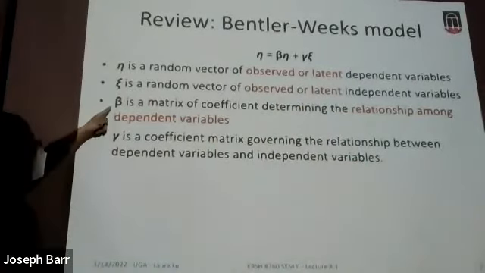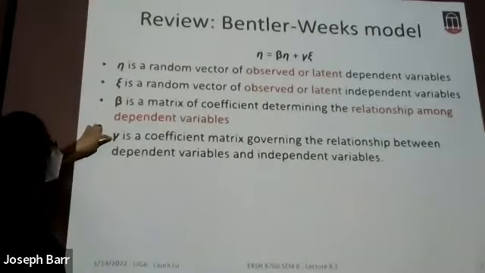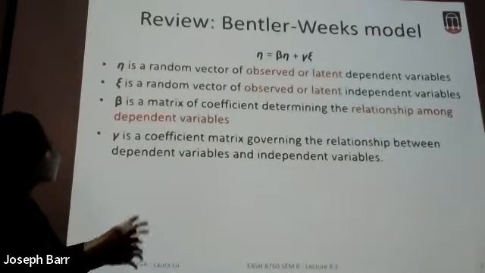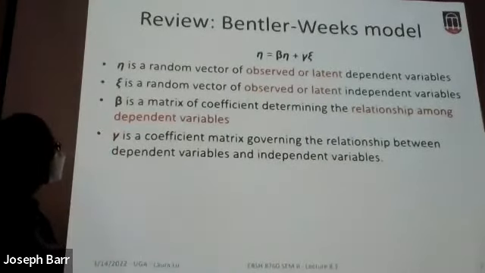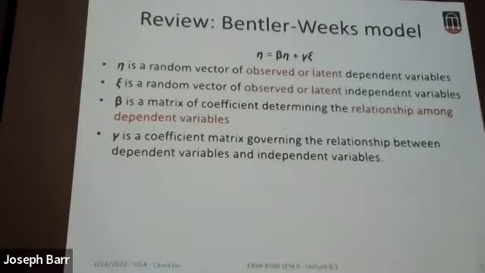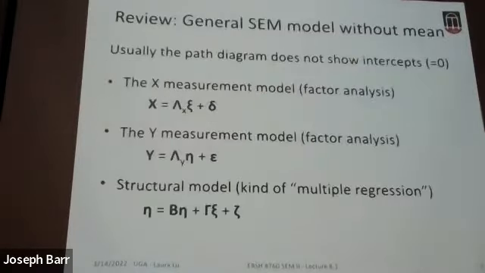Of course, we have a lot of matrices, beta matrix, gamma matrix, to determine the relationship among these two. So this is called a Bentler-Weeks model. It's the same thing, but here we use the factor models to decompose observed variables into the common factors and the unique factors.